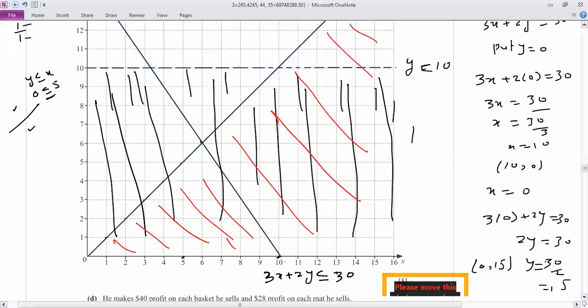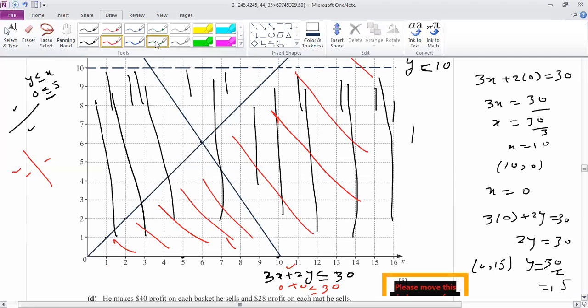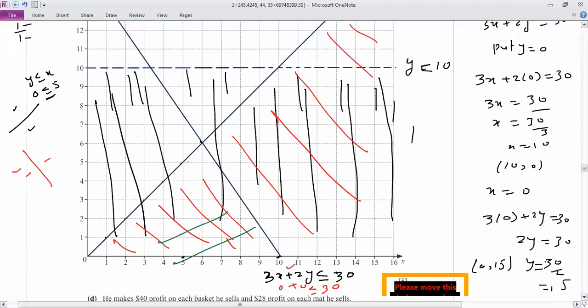Now I have to check this one. To check this one again, I will choose any point. The line is here, either on this side or on this side. So (0, 0) is the best point because (0, 0) is on this side. If I put (0, 0) in this one, 0 plus 0 less equal to 30. Yes, it is true. It means its solution region is on this side. This one is its solution region.